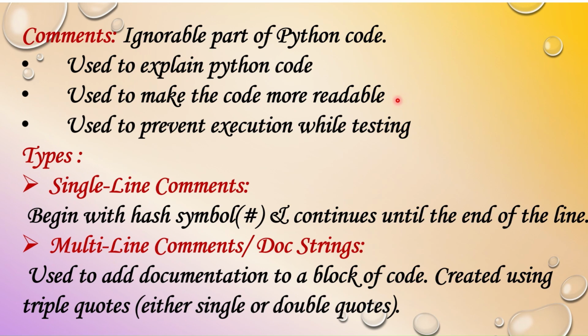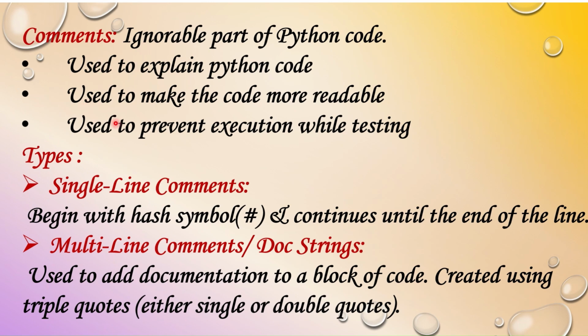We can make use of comments about a set of statements, a block of code, or some functions in your code, defining their purpose. That makes it easier for developers to read and understand your code very well. And the third reason is that comments are used to prevent execution while testing. Let's say you have 10 statements in your code, and you don't want to run some of them, then you can make use of comments. You can comment those statements so that the Python compiler will not execute them. That helps in preventing execution while testing.